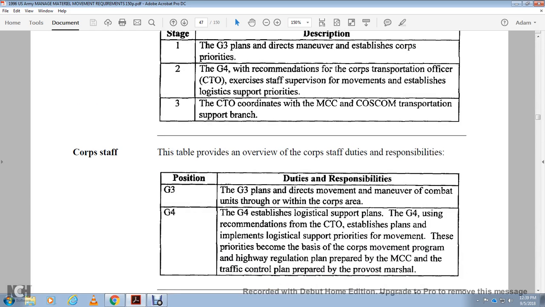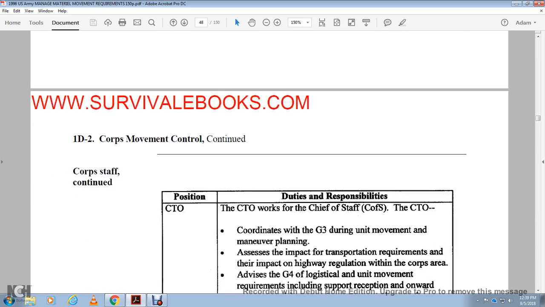The corps staff. The table provides an overview of the corps staff. The G3 plans the direct movement of maneuver combat units within the corps area, and the G4 establishes the local logistics support. The recommendation of the corps transportation officer establishes plans to implement logistics support priority for the movement. The priorities become the basis of the corps movement program. The highway regulation is prepared with the MCC, and the traffic control plan is prepared with the provost marshal.